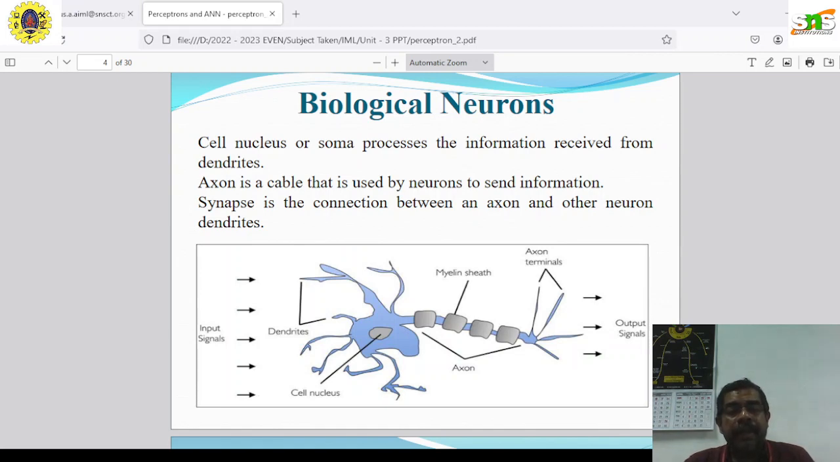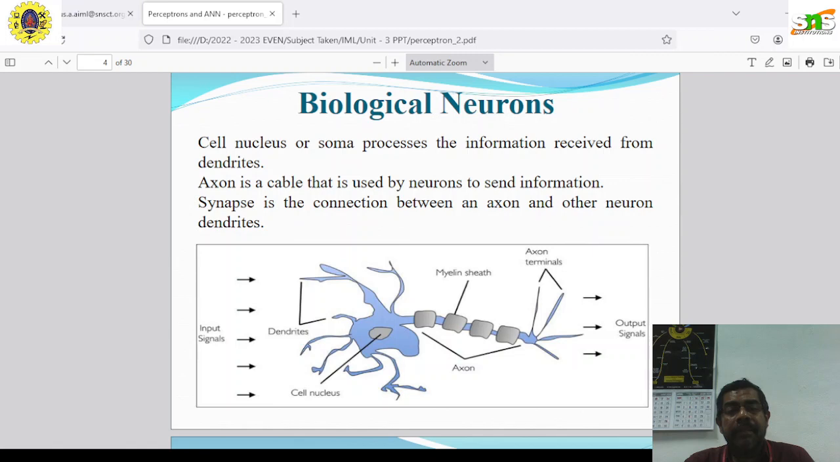We have the dendrites. These dendrites receive inputs from various kinds of organs, and each neuron has a cell nucleus. That is the main part of the real neuron. And we have the axons. These axons trigger certain activity, creating a signal and making communication with other neurons. It is a communication medium transmitting information from one neuron to another neuron.